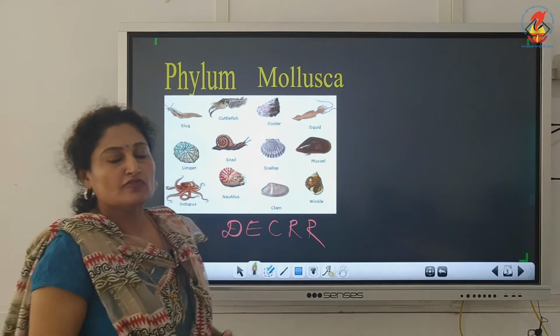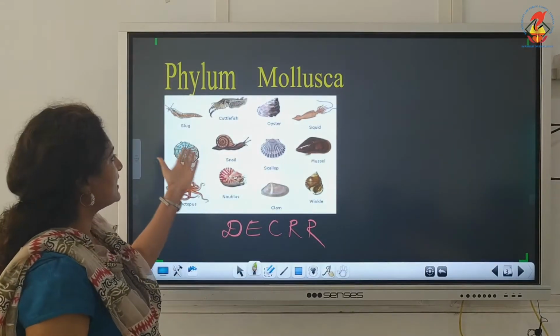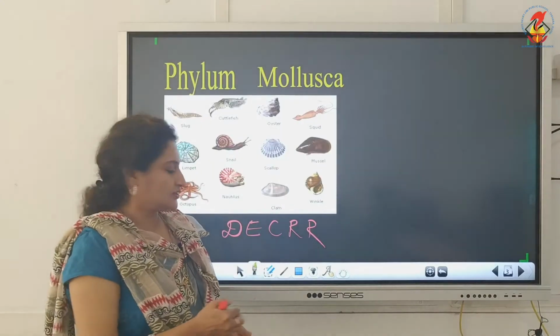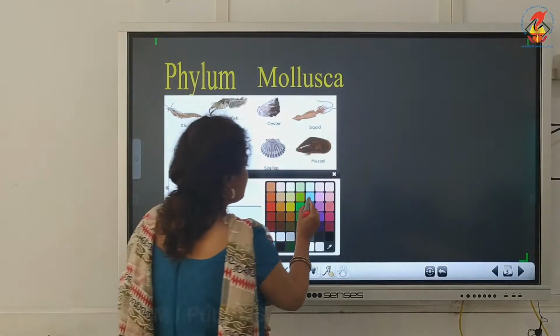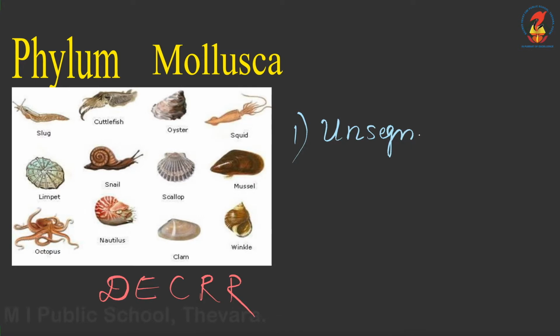phylum Mollusca. Phylum Mollusca is the second largest phylum in the animal kingdom. It includes slugs, cuttlefish, oysters, squid, mussels, snail, clams, octopus, etc. Okay, the second largest phylum of the animal kingdom. And the distinct feature, as I told you, we have to mention first the distinct feature. They are unsegmented. The body is unsegmented, usually covered with a calcareous shell.